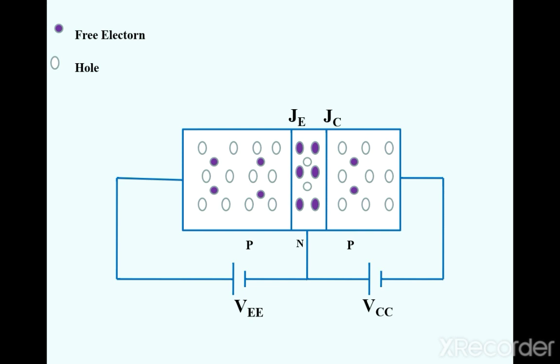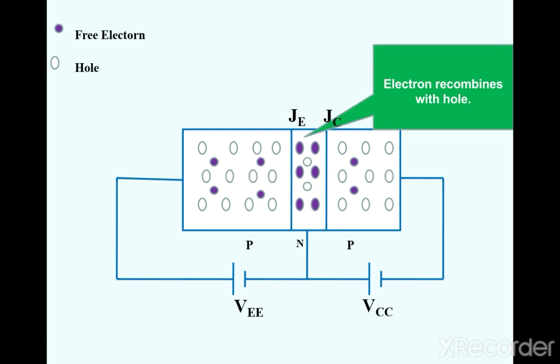Here dots indicate the free electrons and circles indicate the holes. We are connecting it like this. Emitter and base are forward biased, and base and collector are reverse biased. We give the supply voltage VEE between emitter and base, and we connect the supply VCC between base and collector. The electron recombines with a hole in the base region.